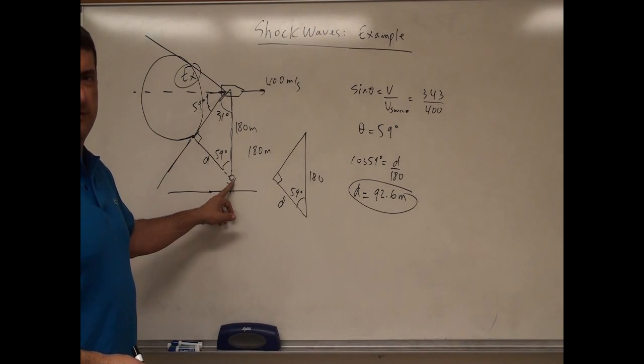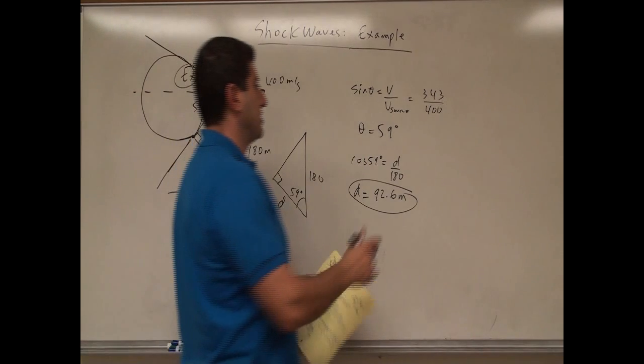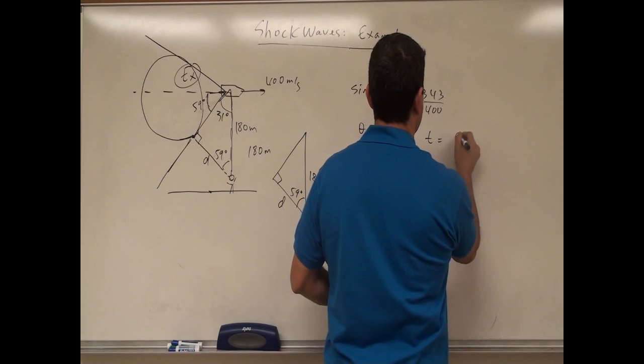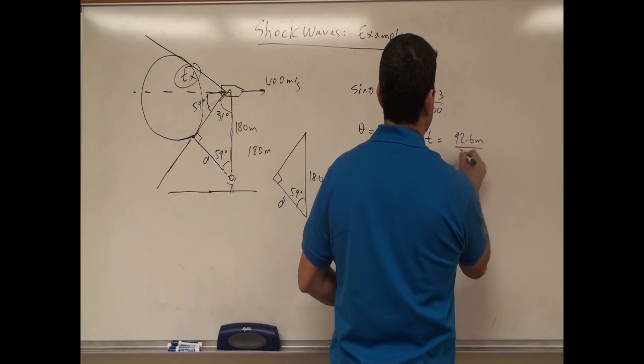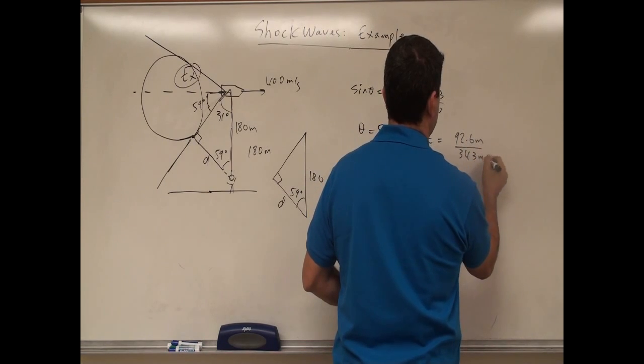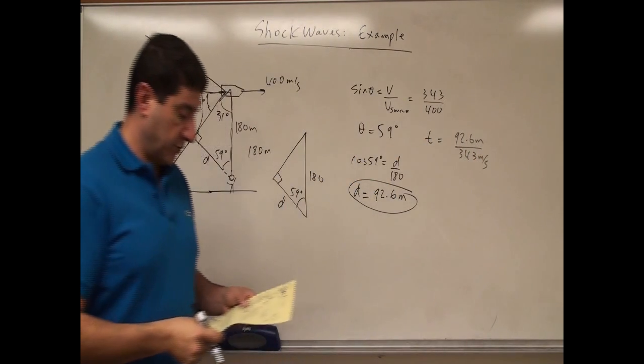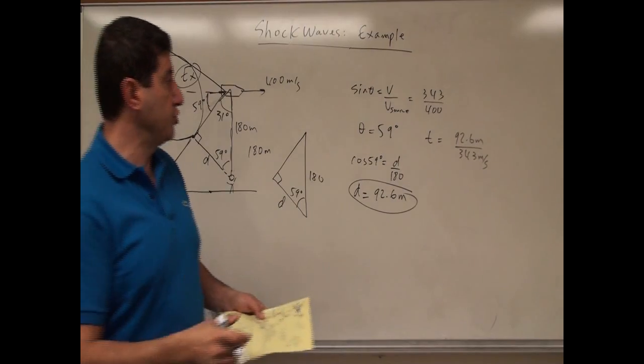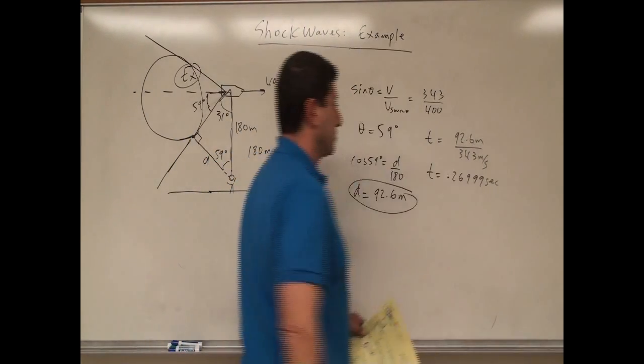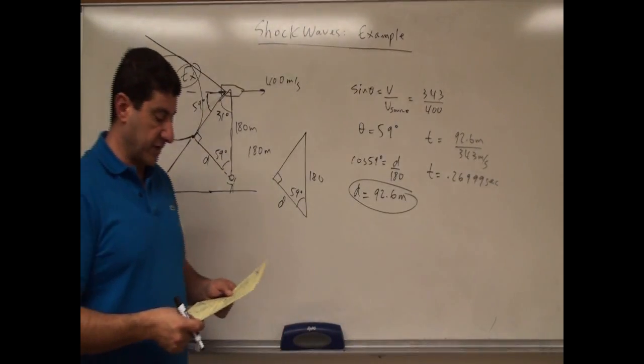Right? Well, now we can calculate how many seconds it will take that sound wave to reach him, because we already know the velocity of the sound, right? So the t is going to be 92.6 meters divided by 343 meters per second, right? When we divide that, we get 0.26, right? So the sound wave will reach him quite fast.